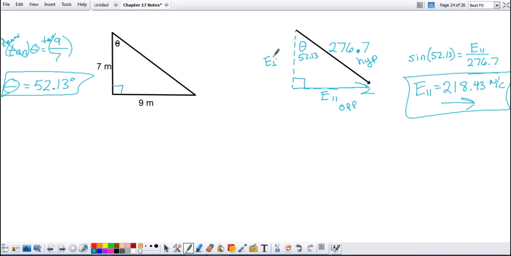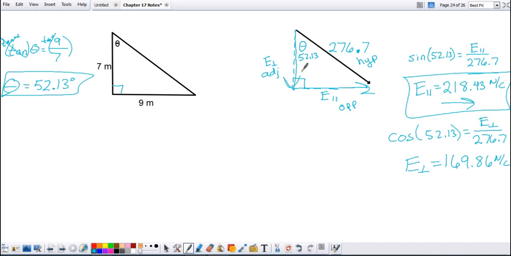Similarly, we're going to find the perpendicular component. Well, this is the adjacent side, so we'll use cosine. So the cosine of the angle 52.13 is equal to the adjacent, in this case the perpendicular component, over the hypotenuse, 276.7. Multiply both sides by 276.7, and we get the perpendicular component to be 169.86 newtons per coulomb, and that is pointing downward.